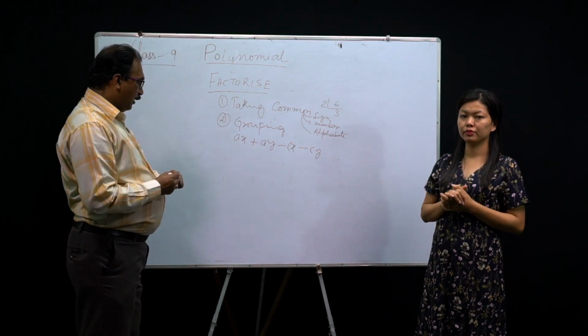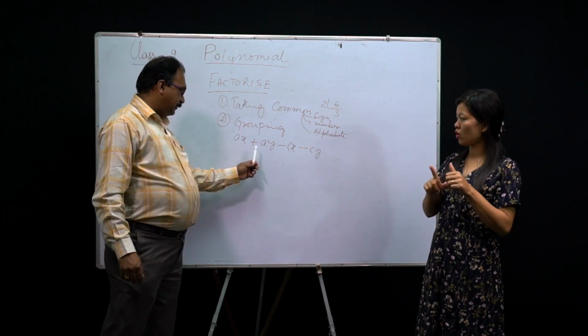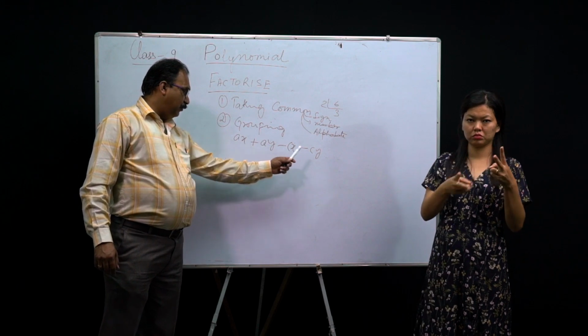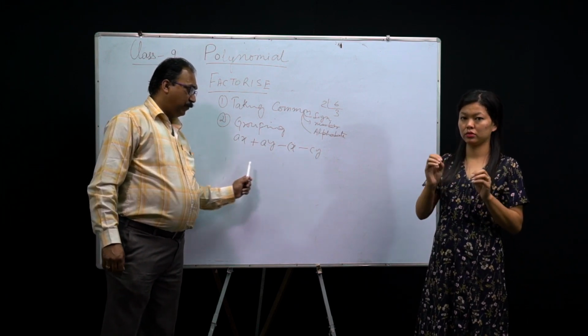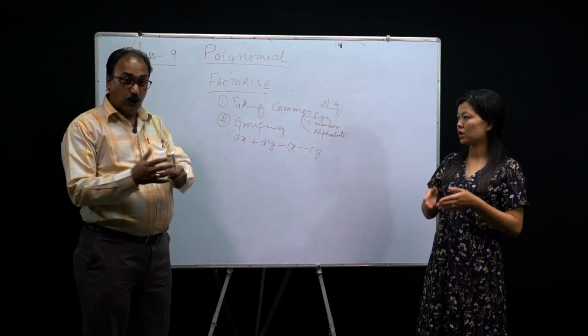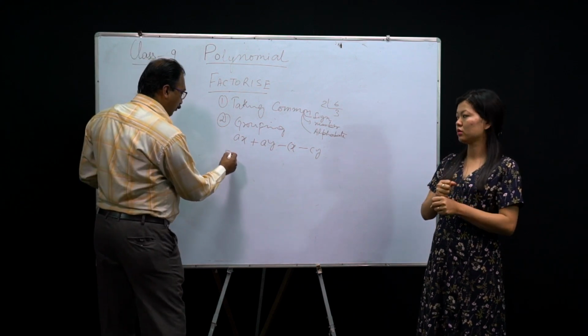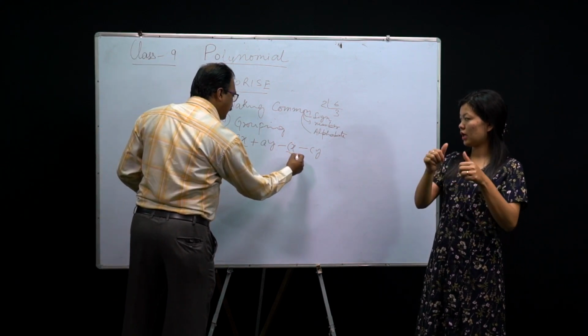Okay. Now here all terms are different. Ax, there is no ax. Ay, no ay. No term is common. Now we can take a group. So look at here, I'll make the group. I'll take ax and cx.